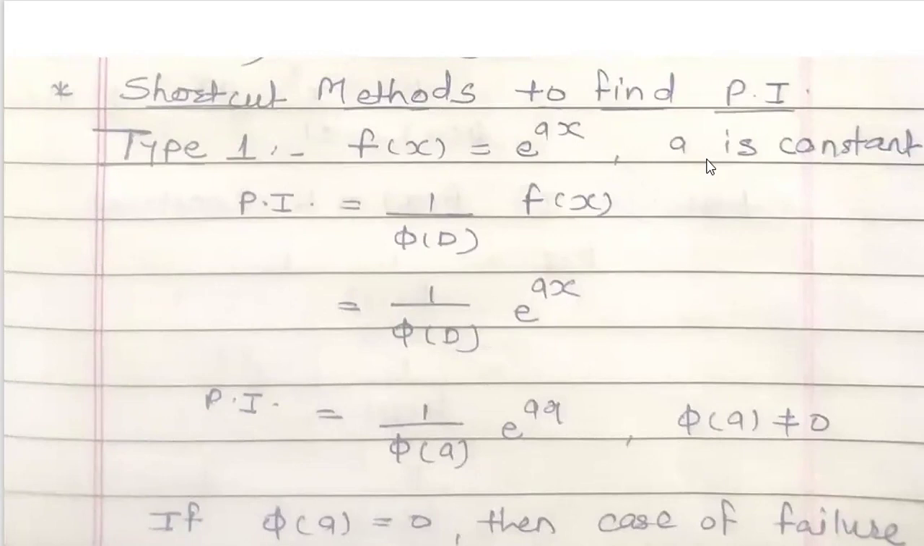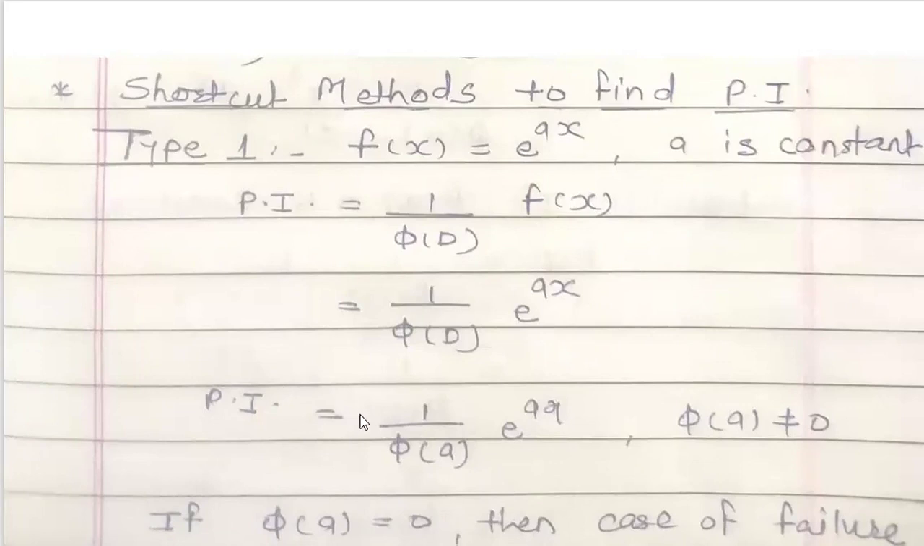Now there are different cases or types, and they depend on the function f of x. Now the first type or first case, when f of x is equal to e raised to ax, means exponential function, where a is constant. Now the formula for PI is 1 upon phi of D into f of x. Now if the function is a particular exponential function, e to the power x, how to find the PI for this exponential function?